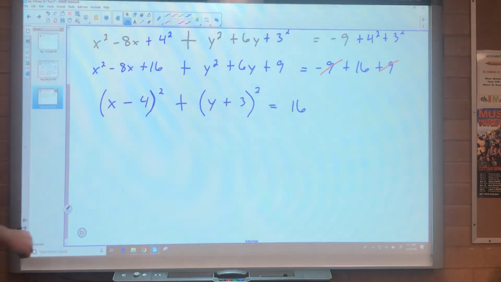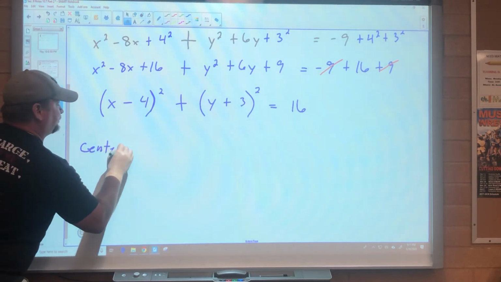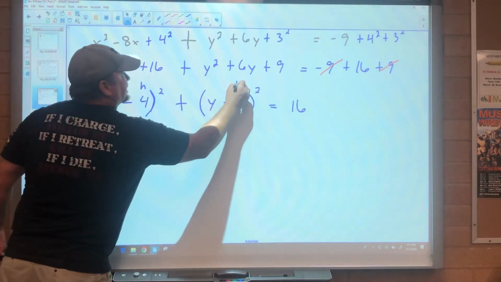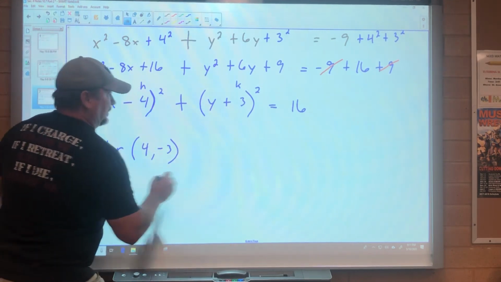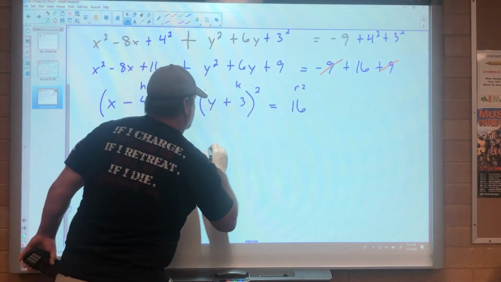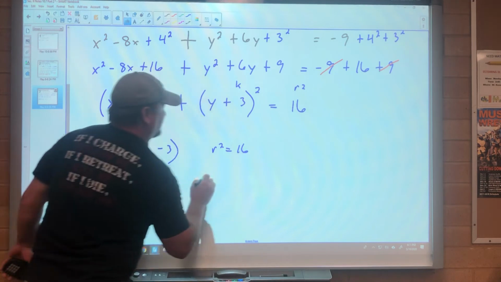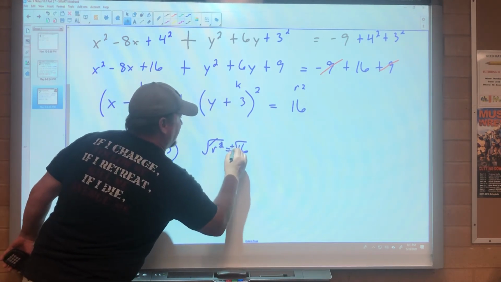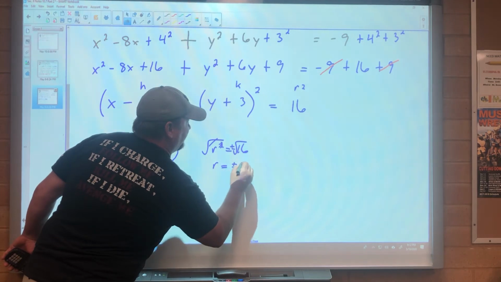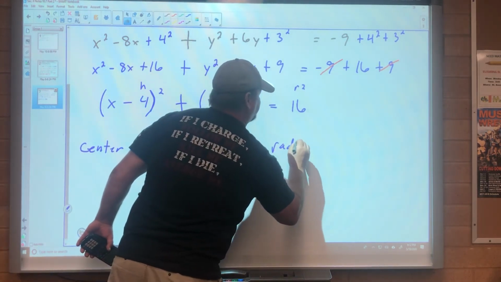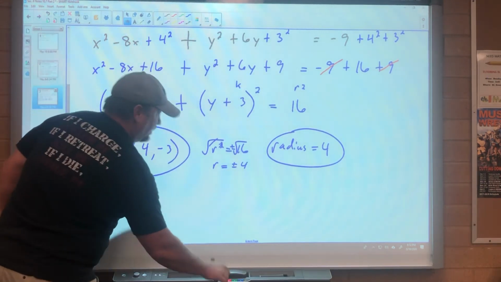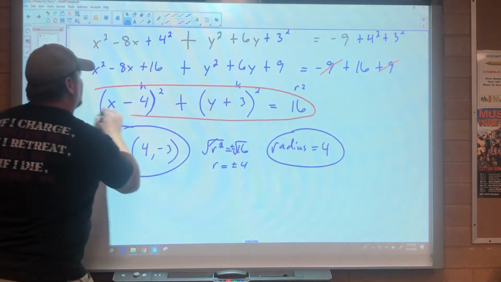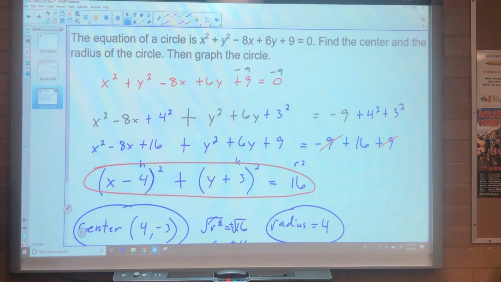So what is my center? That's H, that's K, so it's going to be a 4, it's going to be a -3, and then this is r squared, so r squared equals 16, we'll square root it, plus or minus, r equals plus or minus 4, so our radius equals 4. There's your answer, and there is your answer from our original problem. Okay? Hopefully that helps you.